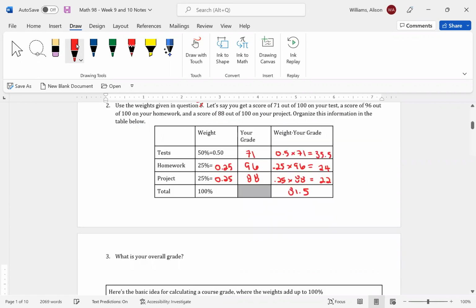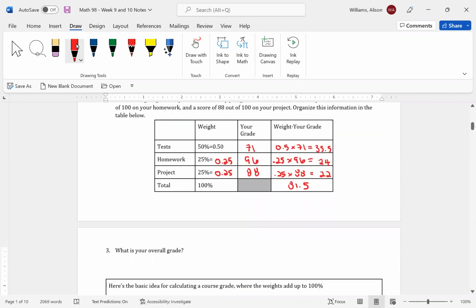So what is your overall grade? Well, 81.5 is representing your total based on all of those. So your grade, and we're going to assume it's out of 100, would be an 81.5%, or probably a B based on a standard grading scale where 80-something percent is usually a B. But there's your score.